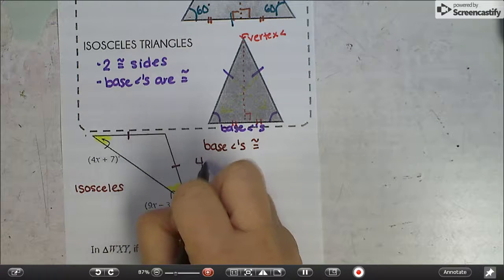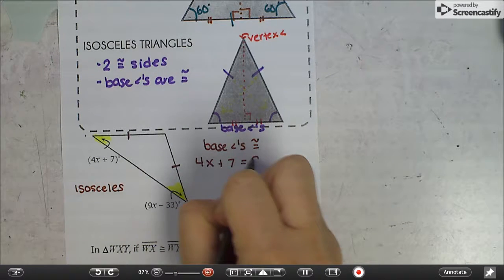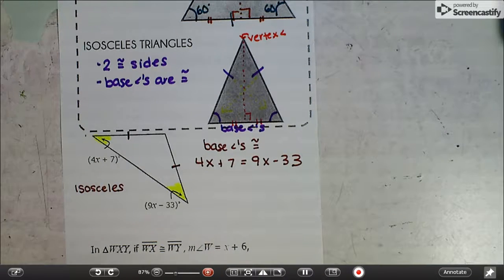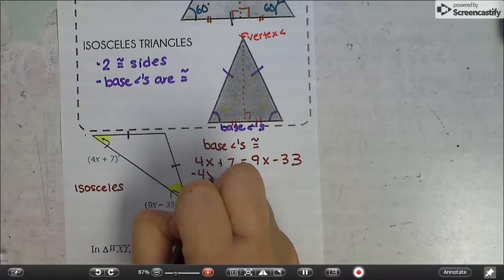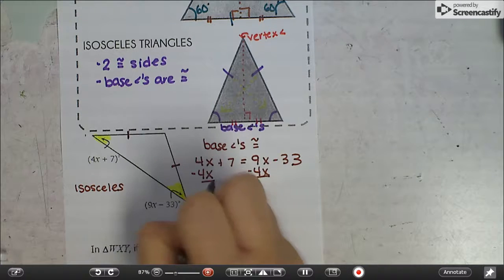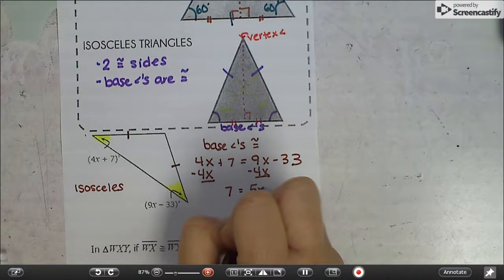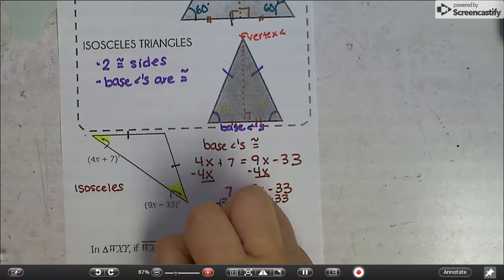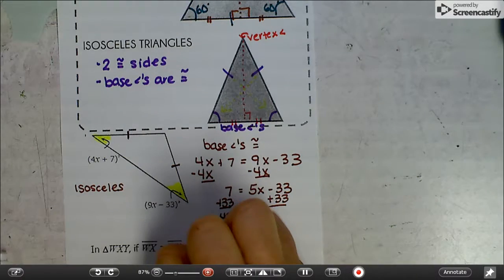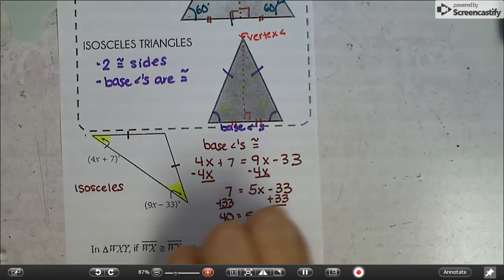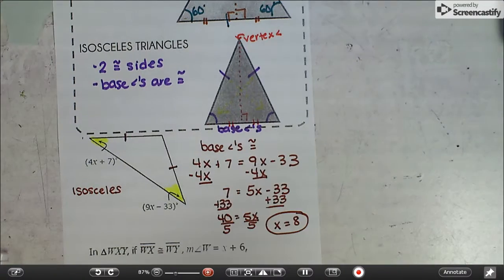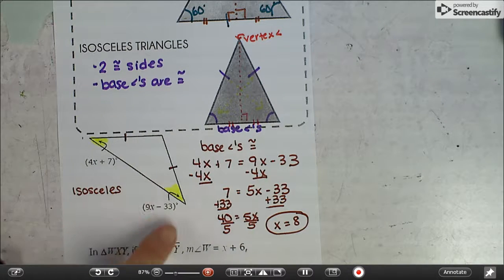And we learned up here that base angles are congruent. So we can set them equal. 4x plus 7 equals 9x minus 33. All right, and then solve. So I would recommend you pause the video to solve so you can check your answer. All right. X equals 8.